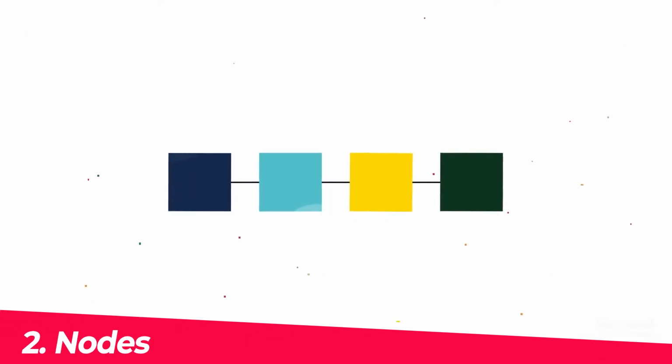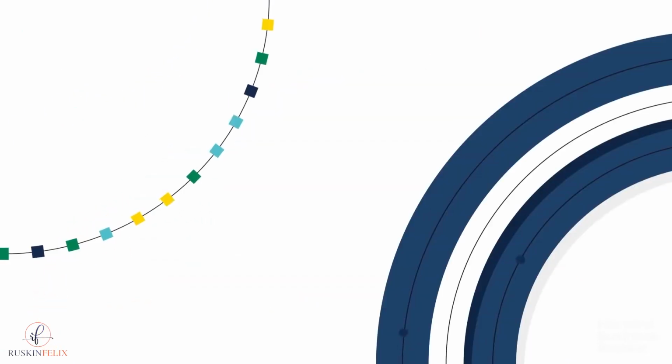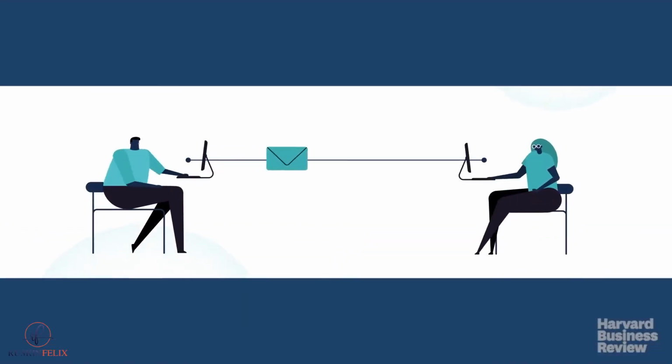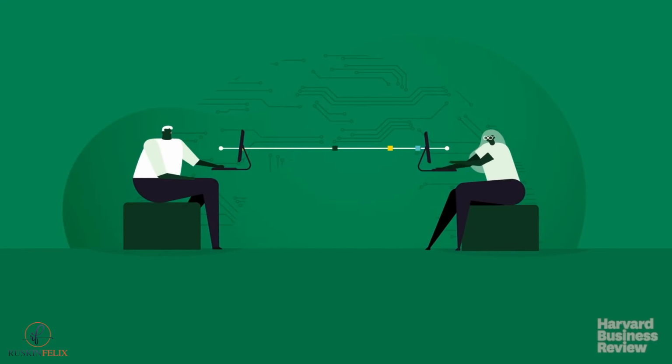Number 2. Nodes. Talking about nodes, it is the most important blockchain concept that we will discuss. A node is basically an electronic device used to maintain or regulate the data stored in a blockchain. The data is distributed through other parts through nodes.